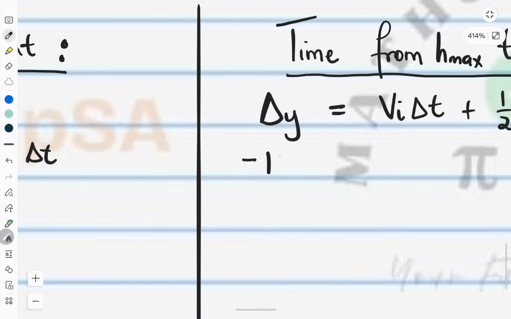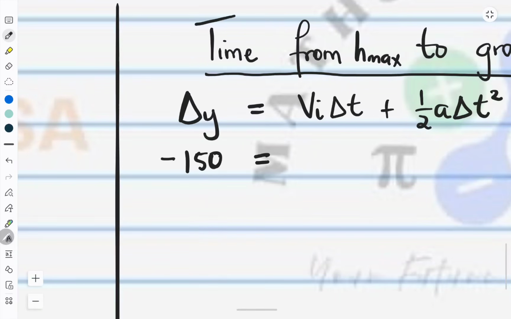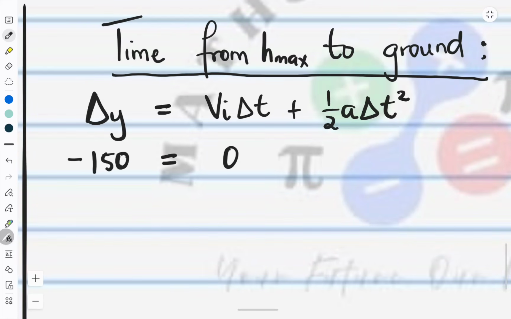So I'll make my 150 negative. Why? Because my displacement is in the downwards direction, and I chose upwards as positive. That's why my displacement is negative. It's a vector, remember. Then Vi, I'll make it 0 because I'm starting at the top point. Let's make this 0, because 0 times anything is just 0.